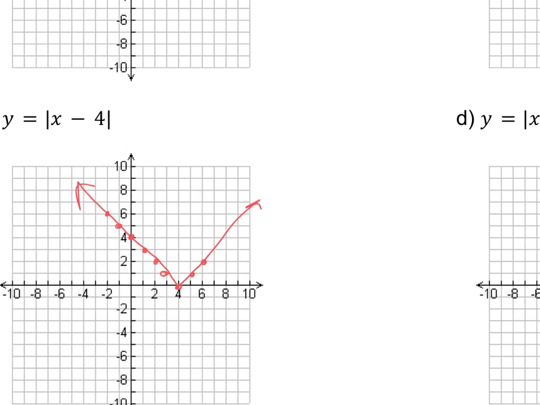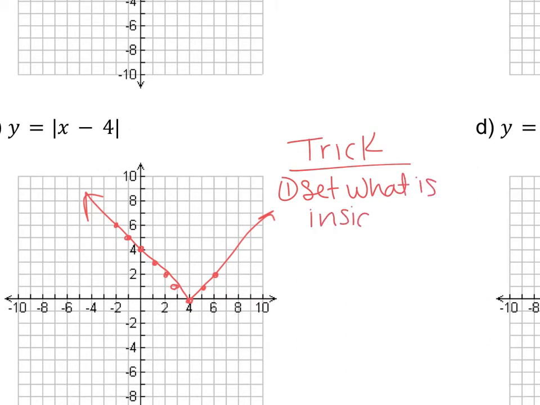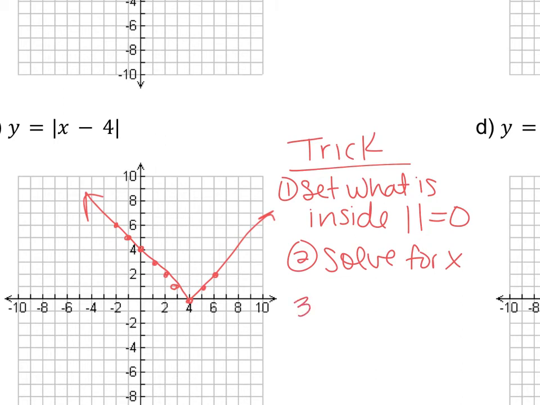Okay, here is the trick to the shortcut. Step 1 is set what is inside the absolute value equal to 0. Step 2 is solve for x. Step 3 is that is your center x point.